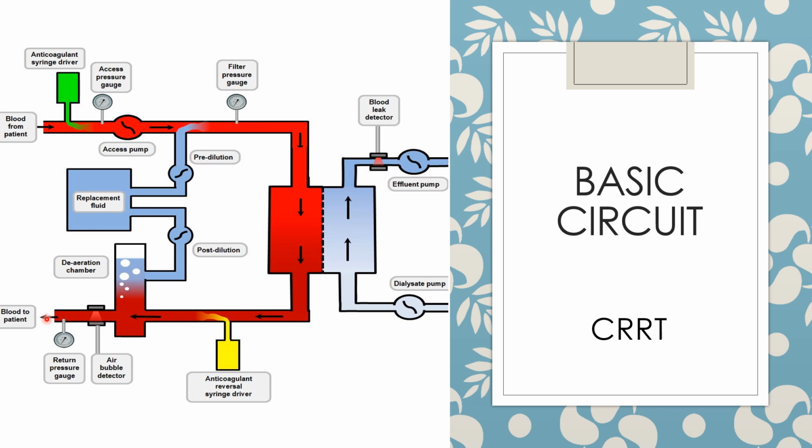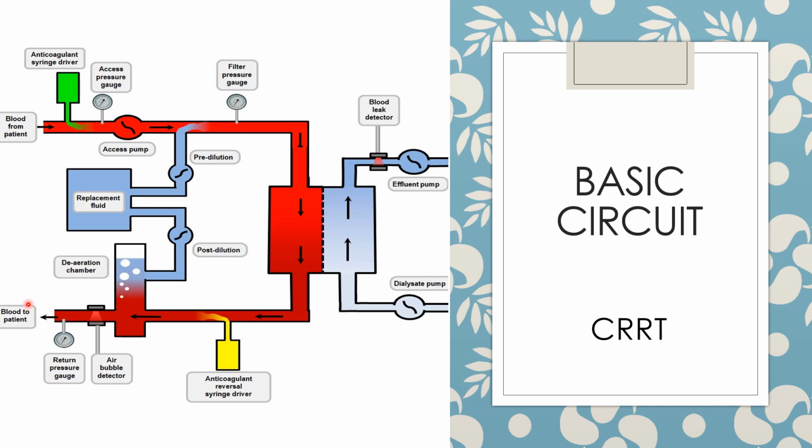There are two detectors. One is for detecting air in the circulation before blood is returned to the patient, and another is a blood leak detector before the effluent pump to detect any blood filtration through the membrane. Before the air bubble detector, there is a de-aeration chamber. It removes any air bubbles in the circulation and then blood passes through the air bubble detector.